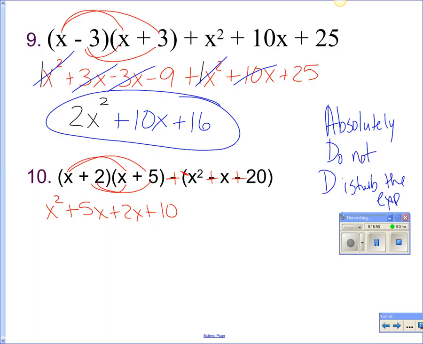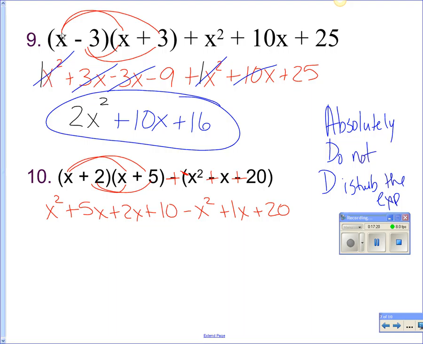Now, when I drop this stuff down, I'm going to drop down the new stuff. So negative x squared. What else drops down? Positive 1x and positive 20. So you want to use your new signs. All the parentheses disappear.